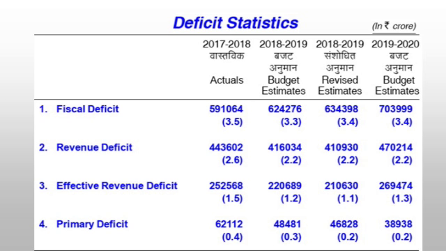Why did this fiscal slippage happen? Simple reason, farmer income support. 20,000 crores this year itself the government has allocated. Next year 75,000 crores. And income tax exemption. So all these factors have led to fiscal slippage.